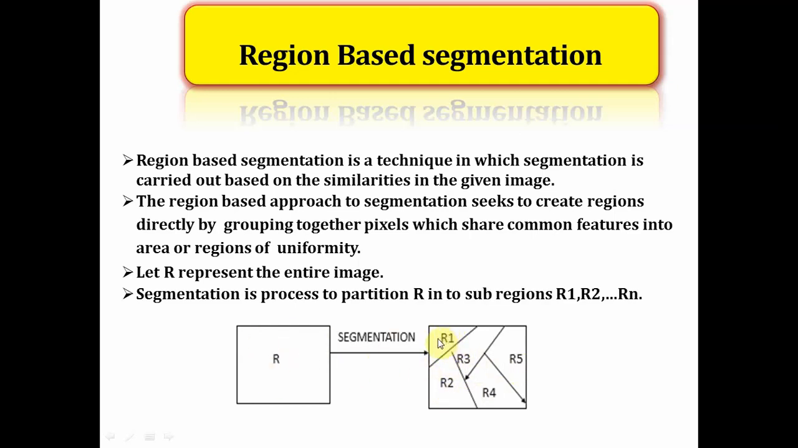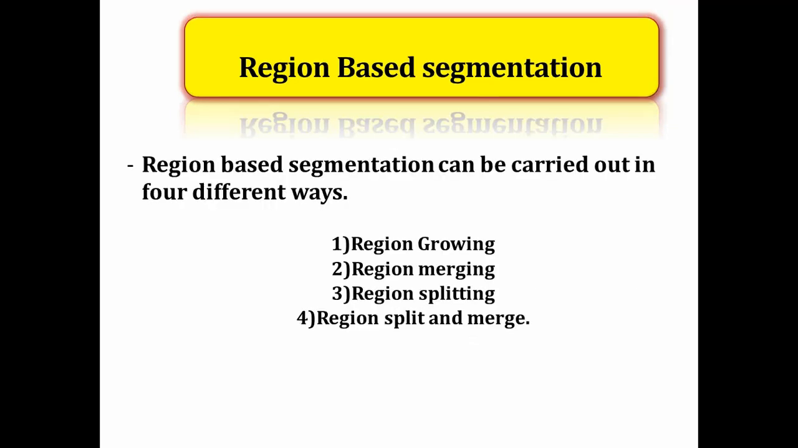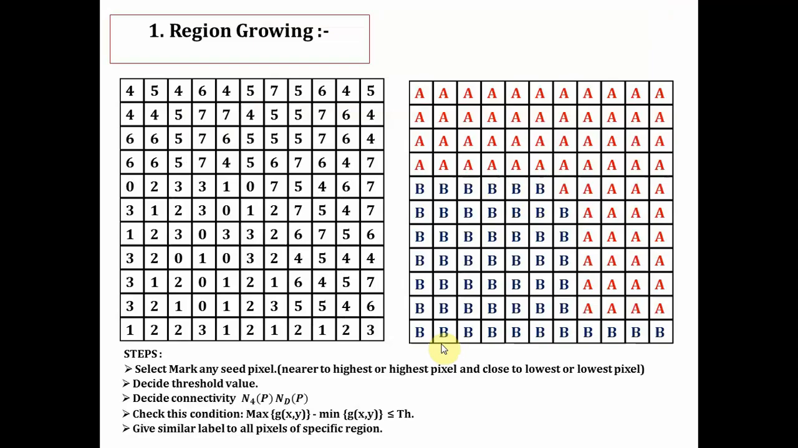Now, to detect the similarities you need to set a condition, a condition that you need to satisfy, then only you can relate each pixel with that particular pixel. Now there are four types of region-based segmentation: region growing, region merging, region splitting, and region split and merge. Now we are going to study the first type, that is region growing.